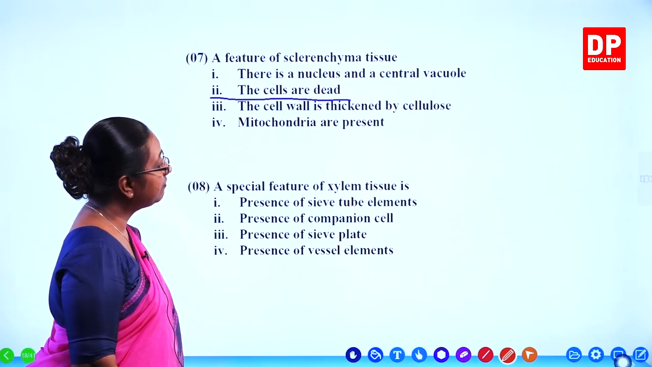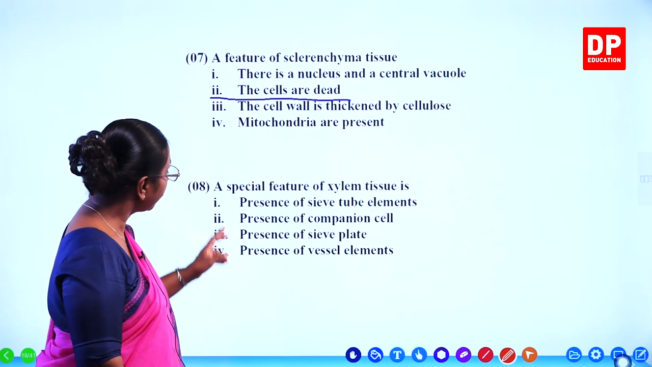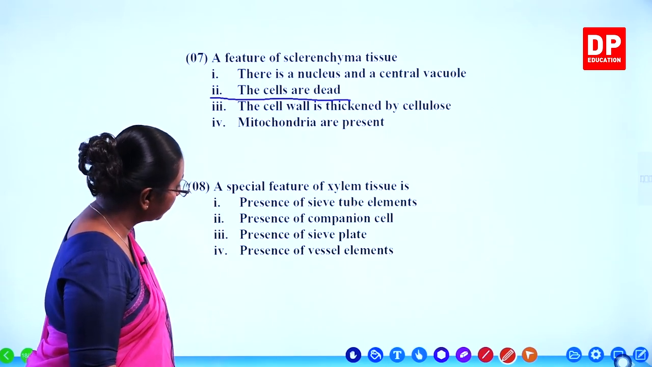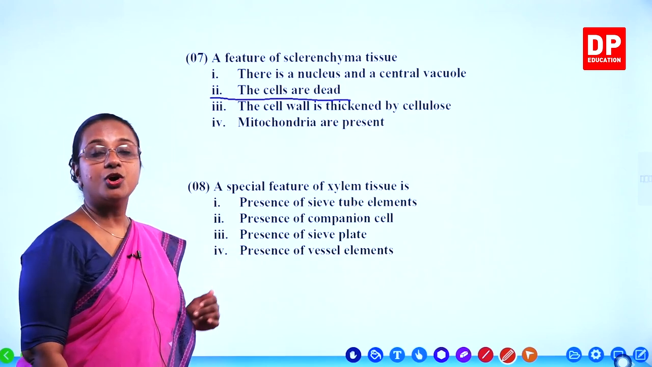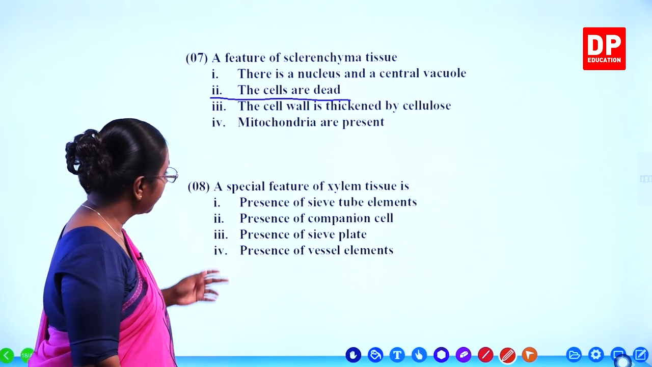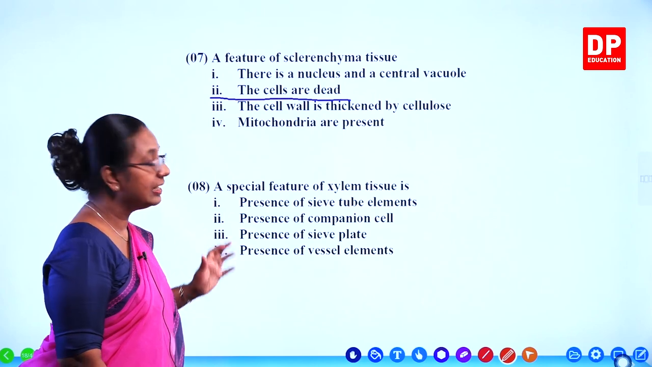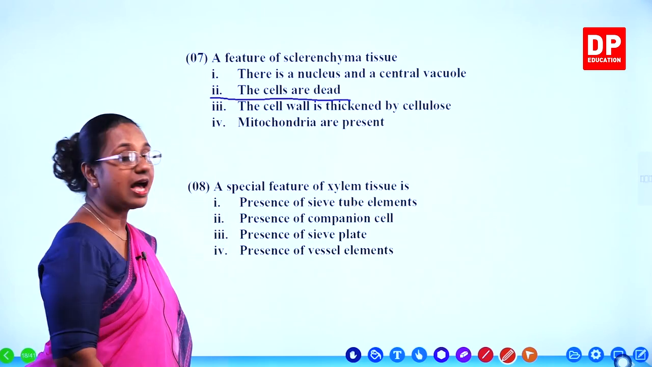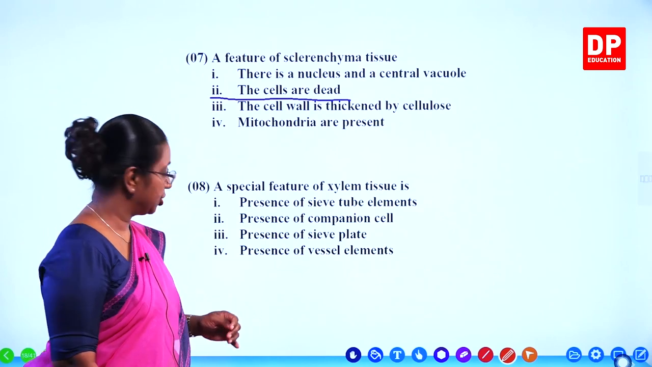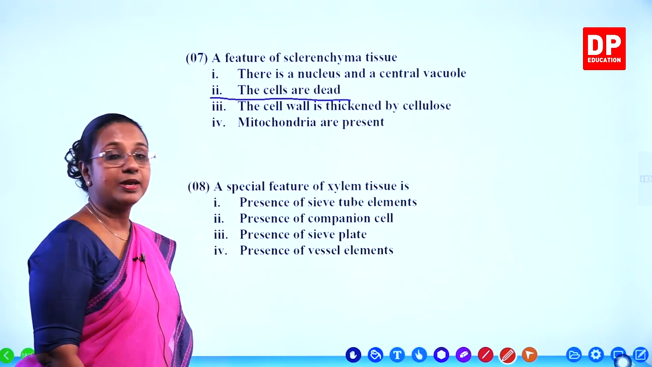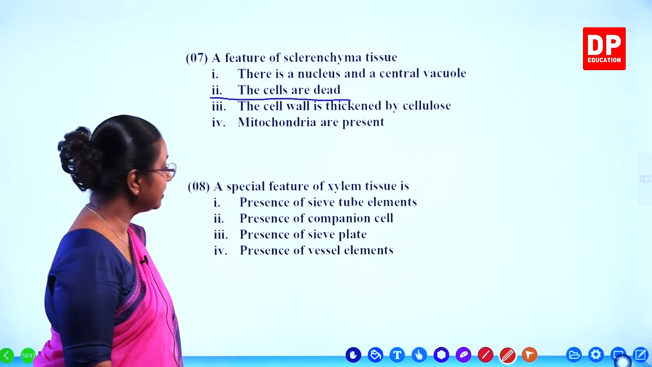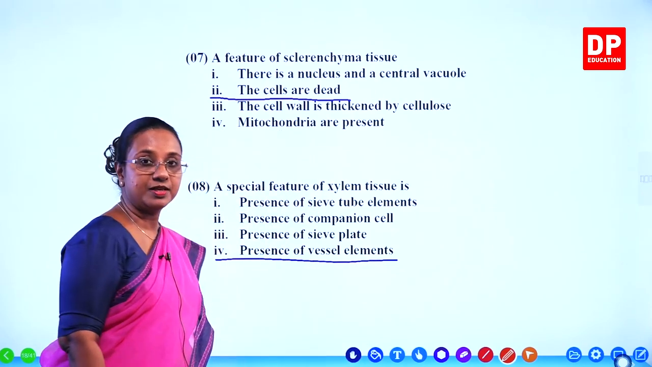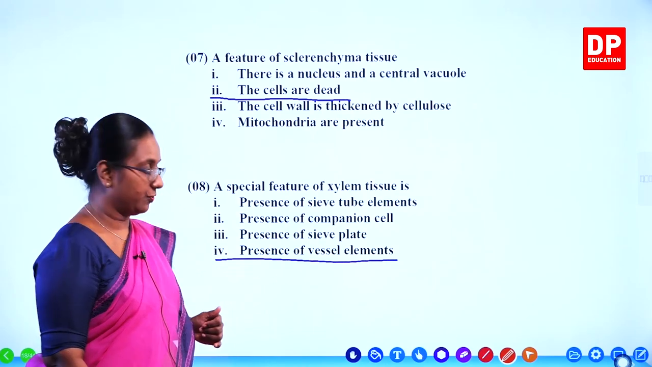presence of sieve tube elements. That is seen in phloem. Presence of companion cell, that is also in phloem. Presence of sieve plate, again in phloem. So, the first three features are seen in phloem tissue. Presence of vessel elements, that is correct. The vessel elements combine and form the xylem vessel tube.